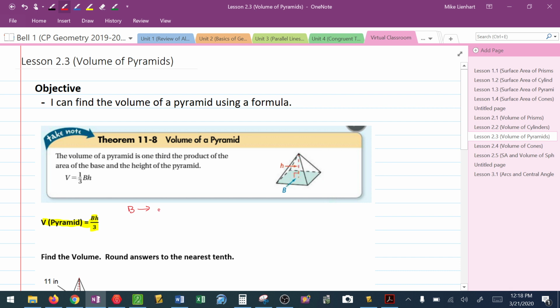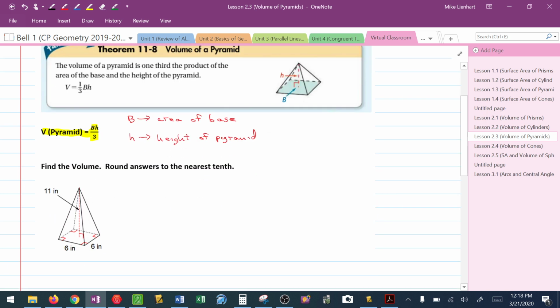Big B is the area of the base. And the H, remember, is the height. Now, that's going from the center of the base straight up to the peak. So that again is our height, and it's the height of the pyramid.